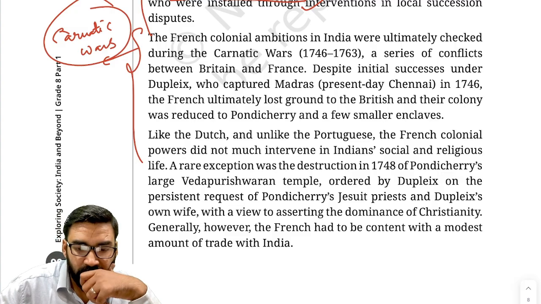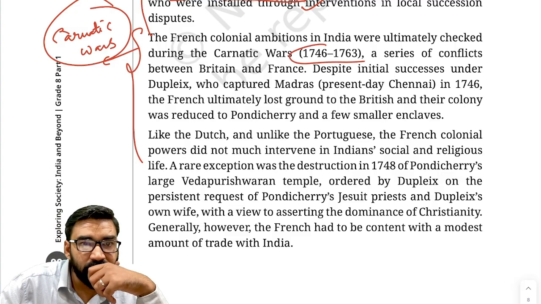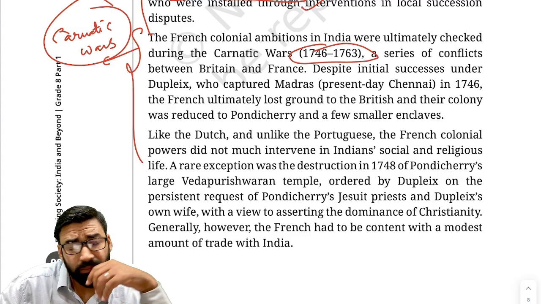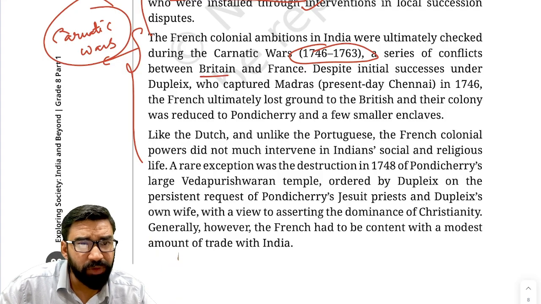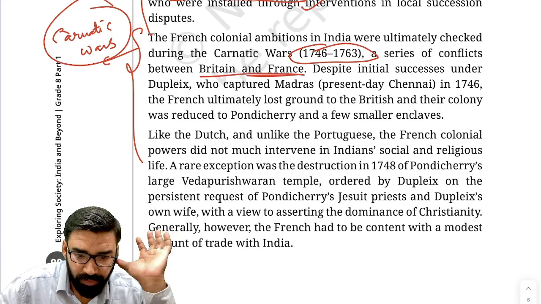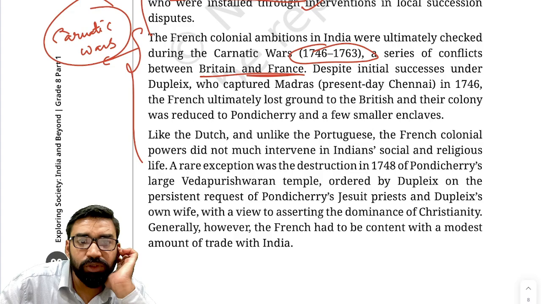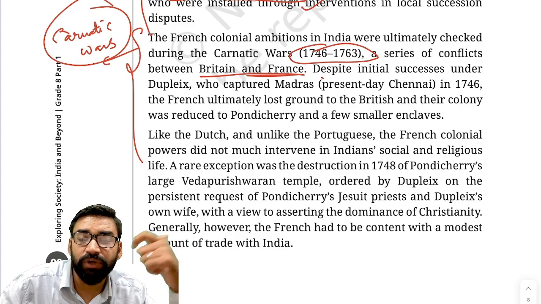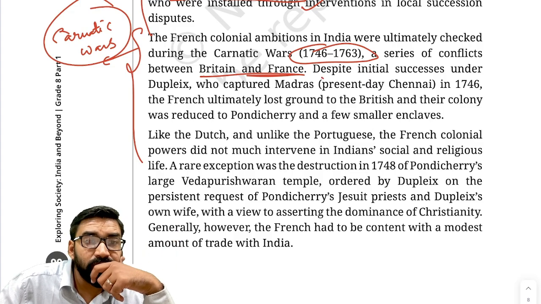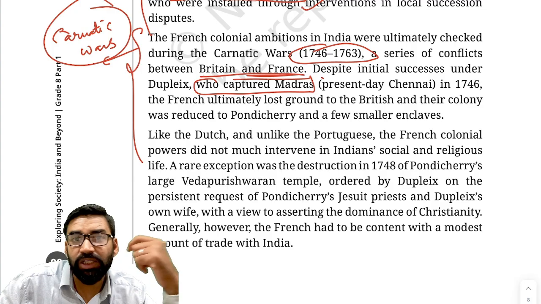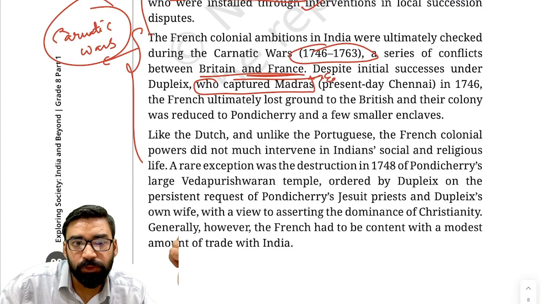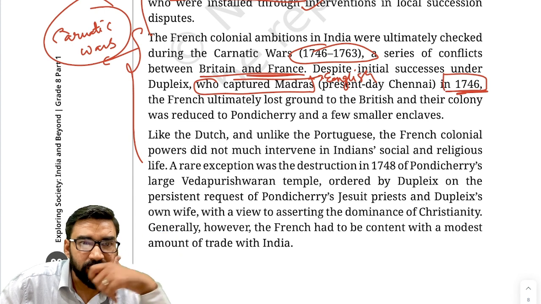Clear? Now try to understand the Carnatic War, 1746 to 1763. A series of conflicts took place between Britain and France. Fine. Initial success: what was their initial success? The initial success of the French was that Dupleix was able to capture Madras. Madras was under the control of the English. So Dupleix captured which region? The Madras region in 1746. Clear?